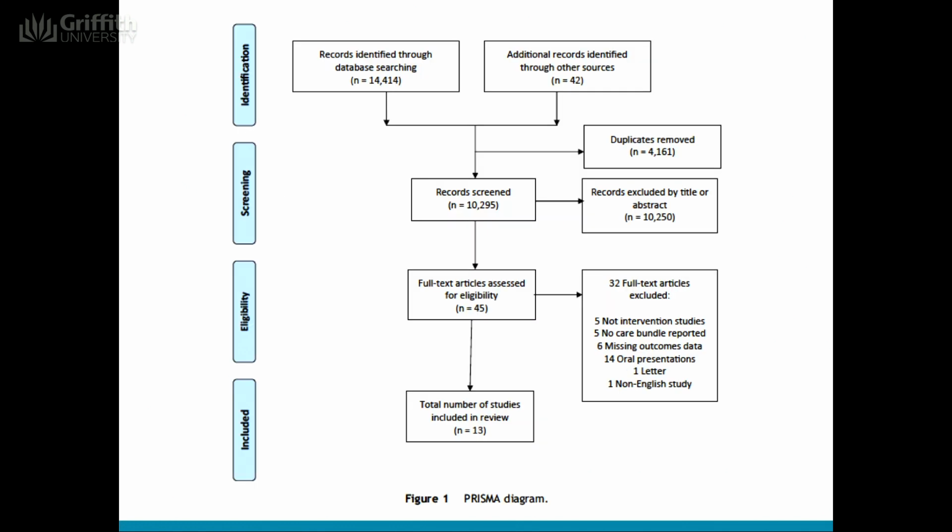There's the PRISMA flow diagram from the bundles paper. I stepped through this in the last video, so I won't go through it all again, but just to say that you need a PRISMA diagram to show how much literature you started with, what you excluded, and what you ended up with.